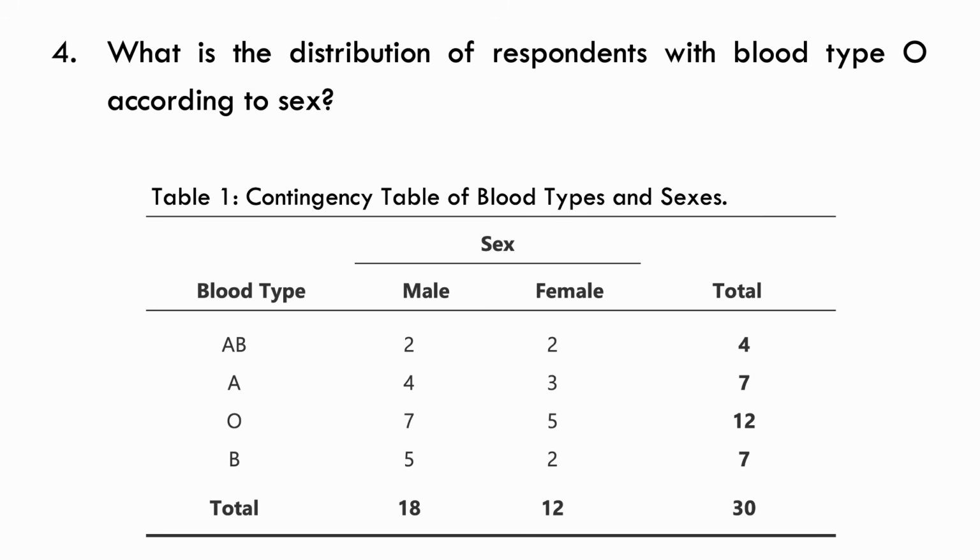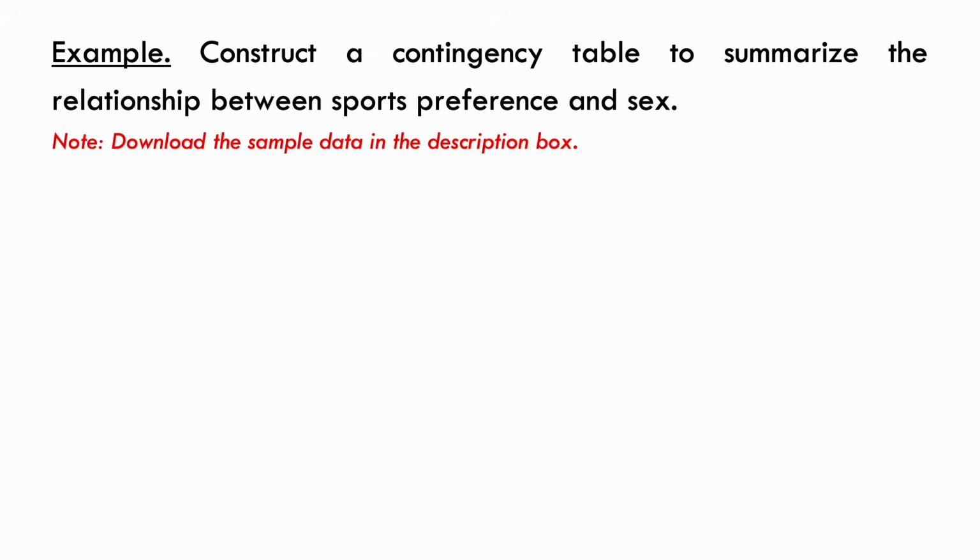What is the distribution of respondents with blood type O according to sex? This time, the key phrase is blood type O, so we will focus on the O row. Then we look across the sex columns. Therefore, among the respondents with blood type O, 7 are male and 5 are female for a total of 12 respondents. Notice that the total also matches the marginal total for blood type O.